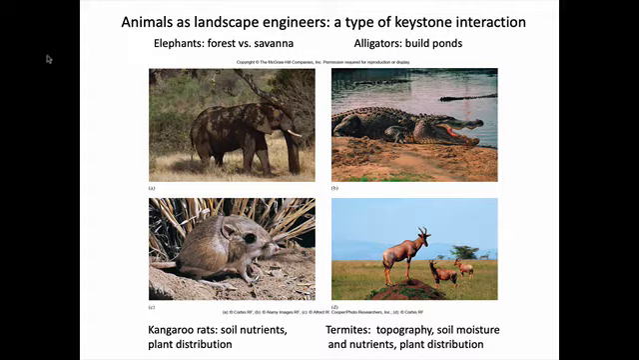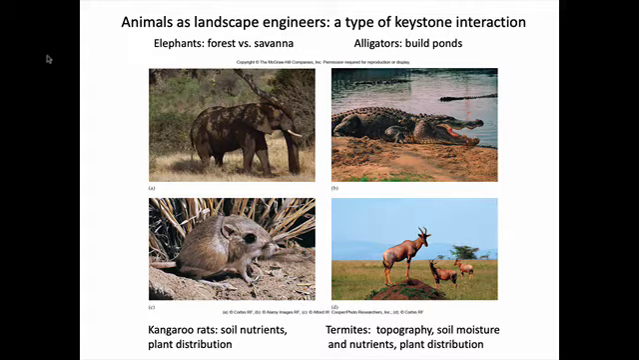Alligators build ponds which would otherwise not be available, and just like beavers, although beavers are more northern and function in cold habitats, alligators and crocodiles create pools that provide opportunities for aquatic and semi-aquatic species. So they function as keystones, but not in the same way that predators do.